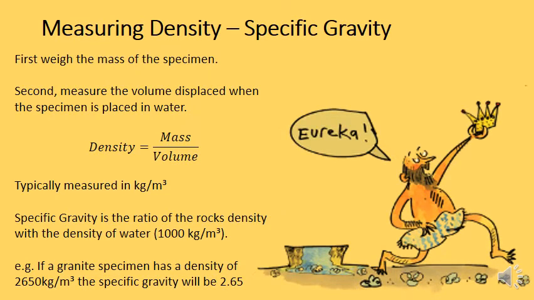So how do we measure density? Well, this is a very simple equation here. Density is mass over volume, and typically in engineering the unit we will use, especially for aggregates, is kilograms per meter cubed. So this is quite a famous formula. It's called Archimedes' principle.